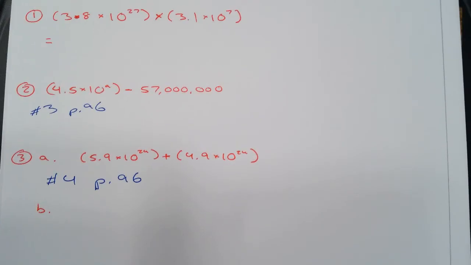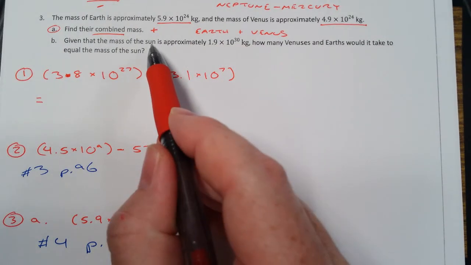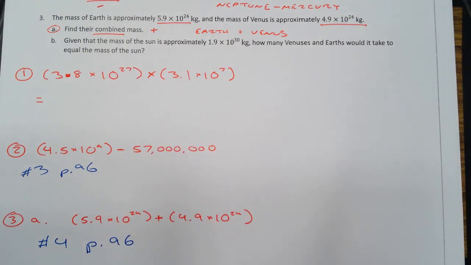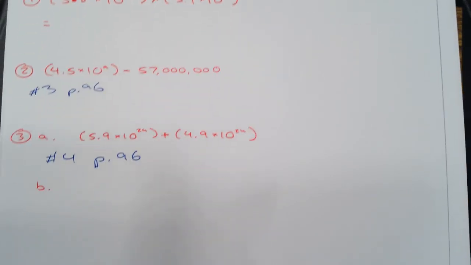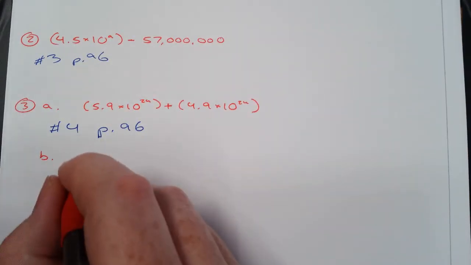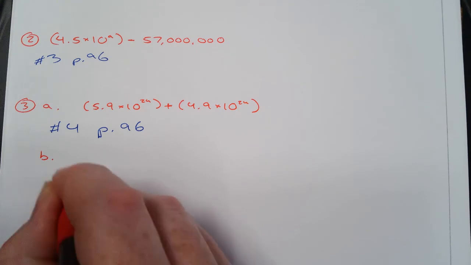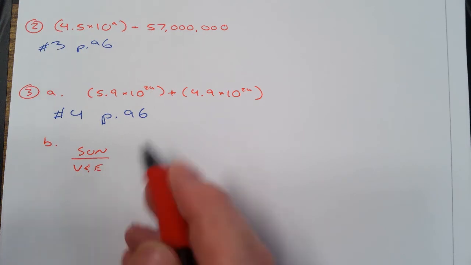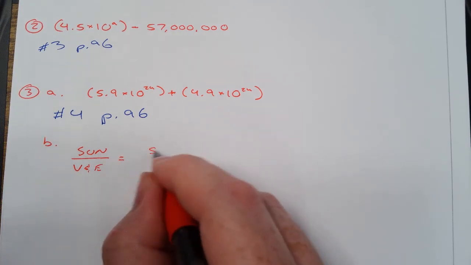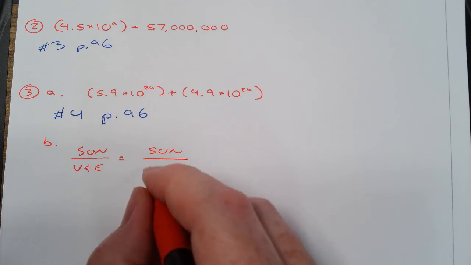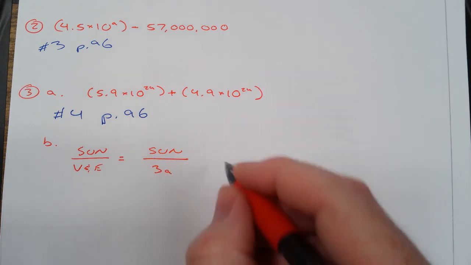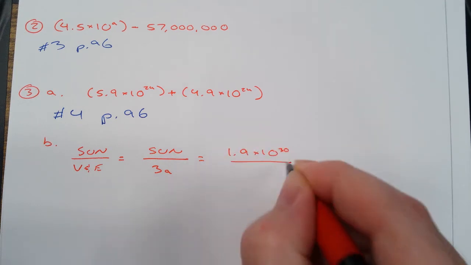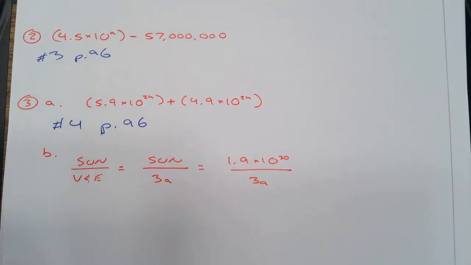For number 3, part B, it says, if the sun is this many kilograms, how many Venuses and Earths would equal the mass of the sun? Well, to do that, you're going to have to figure out how many Venus and Earth fit inside of the sun. You're going to do the sun divided by Venus and Earth. Now, this is going to be the sun divided by the answer to 3A. The sun they gave you is 1.9 times 10 to the 30th. You have to find 3A by yourself right here.